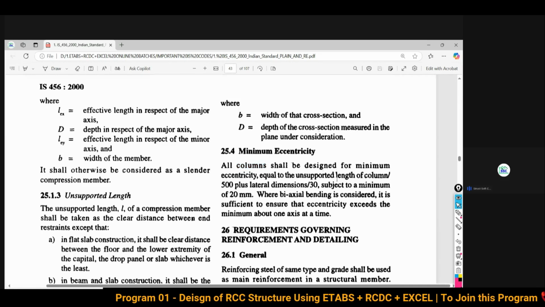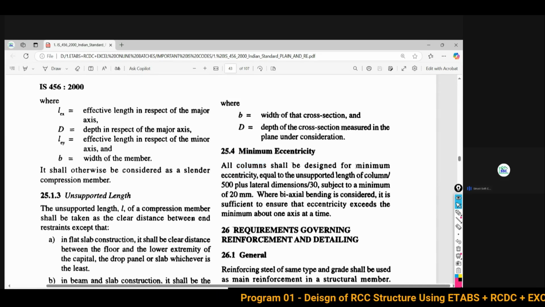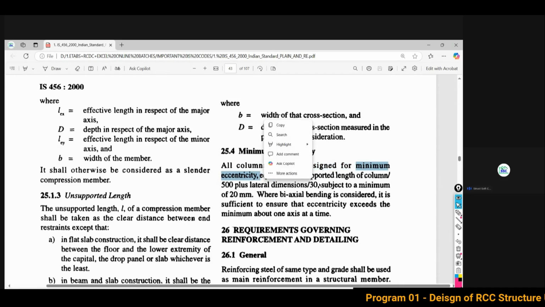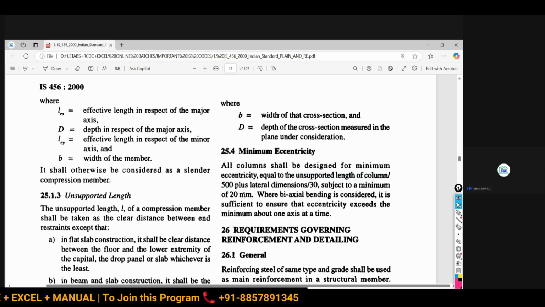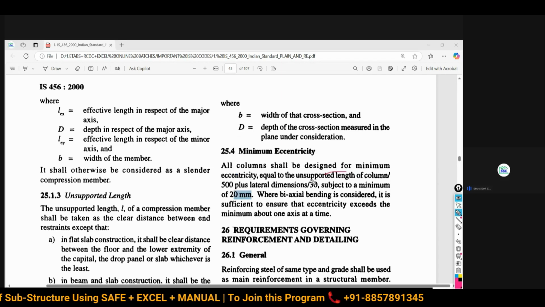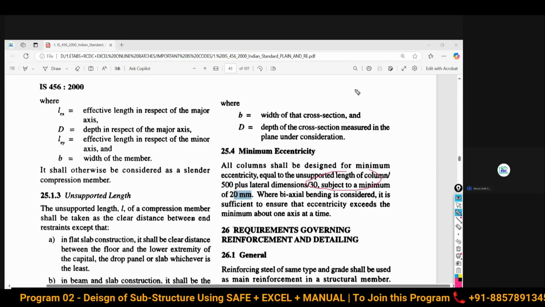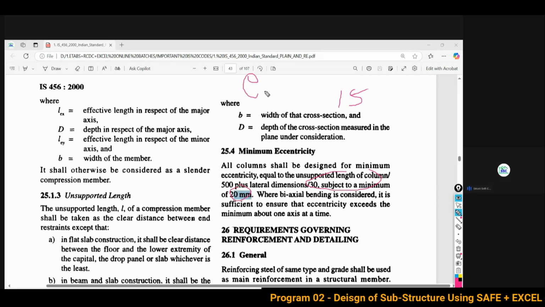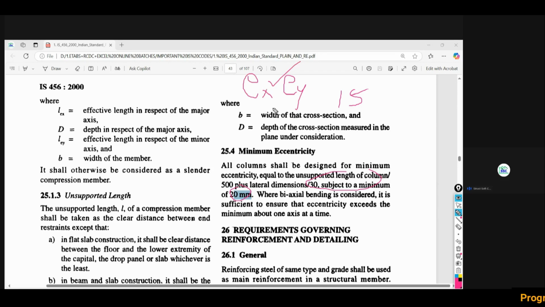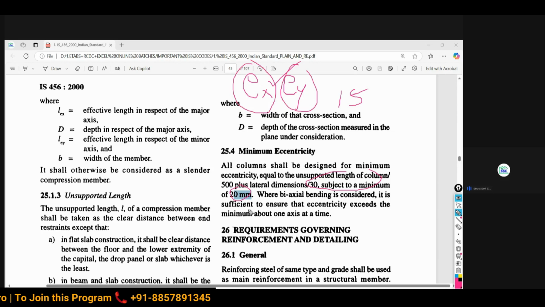When there is no eccentricity, even at that time you have to consider a minimum eccentricity equal to the unsupported length of your column divided by 500 plus the lateral dimension, that may be width or depth, divided by 30, subject to a minimum of 20 mm. After this calculation, if you get the eccentricity as, suppose, 15, you have to consider at least 20 mm eccentricity about the x-axis or about the y-axis. That is another point of discussion. I will talk to you about how to consider it, but as of now you have to consider the eccentricity. That is the important thing to understand.